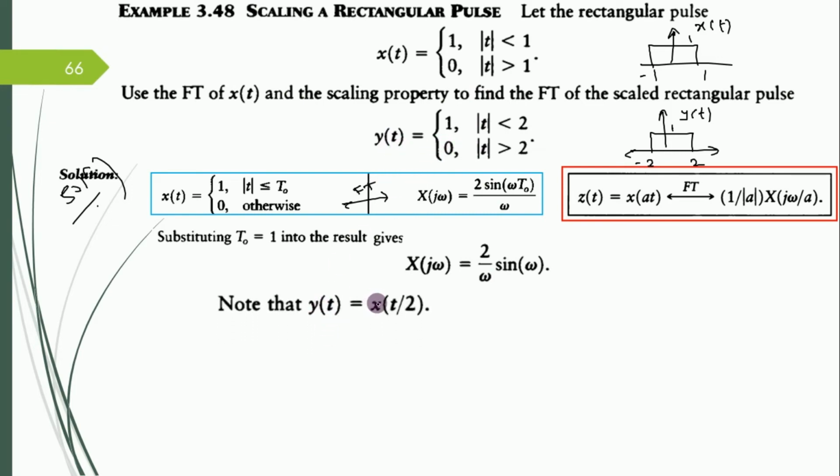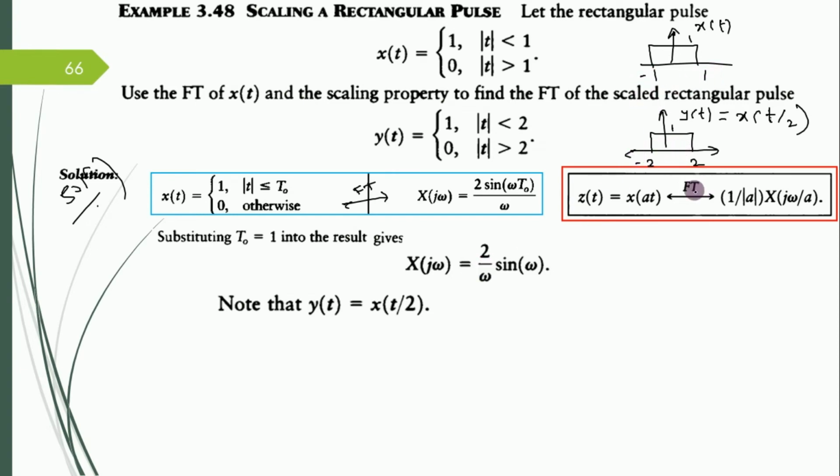So y of t is x of t by 2. So it's been scaled. y of t is x of t by 2, so t by 1 by 2. So divided by 1 by 2: 1 divided by 1 by 2 means 2, minus 1 divided by 1 by 2 means minus 2. So this has been scaled.